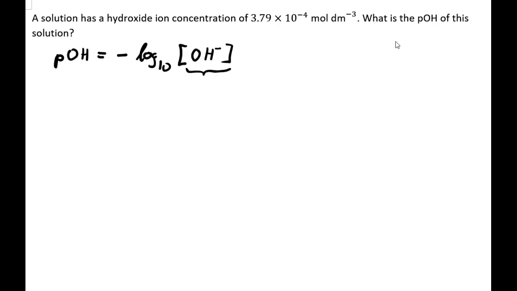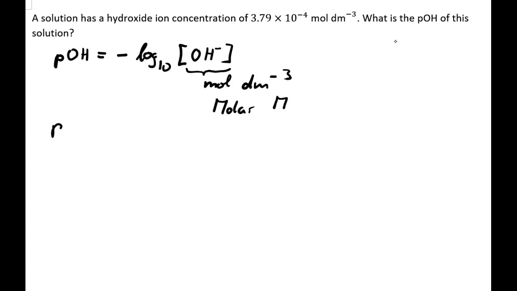And it's important that when we do this calculation, we use this hydroxide ion concentration with the unit of mole per cubic decimeter, or just simply molar, abbreviated as M. But as long as we stick to that, we should not have any problems with the calculation. So that is the definition of the pOH.